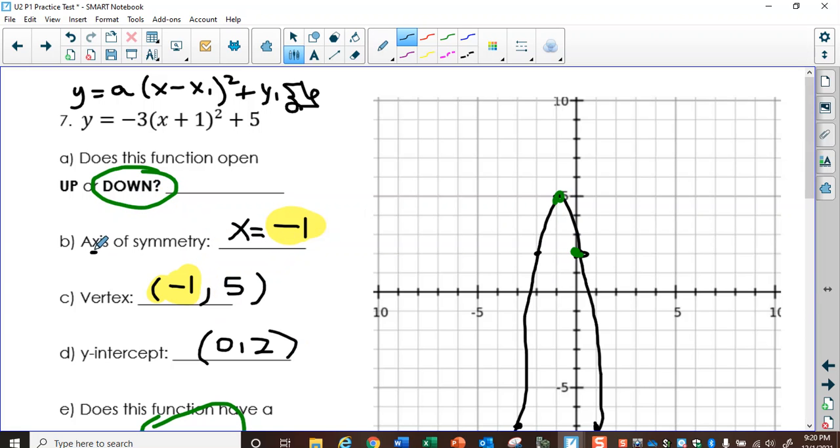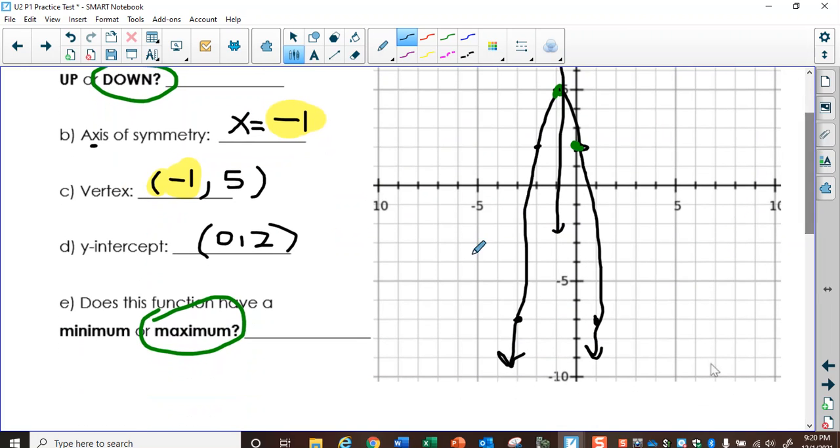And the axis of symmetry, remember, it has the x, so it's x equals -1. So it has to go through this point. That would be this vertical line here. That's your axis of symmetry, where x equals -1. And then the y-intercept is right here where it crosses the y-axis. And the function, since it's upside down, it's like a hill, the top of the hill then is going to be your maximum.